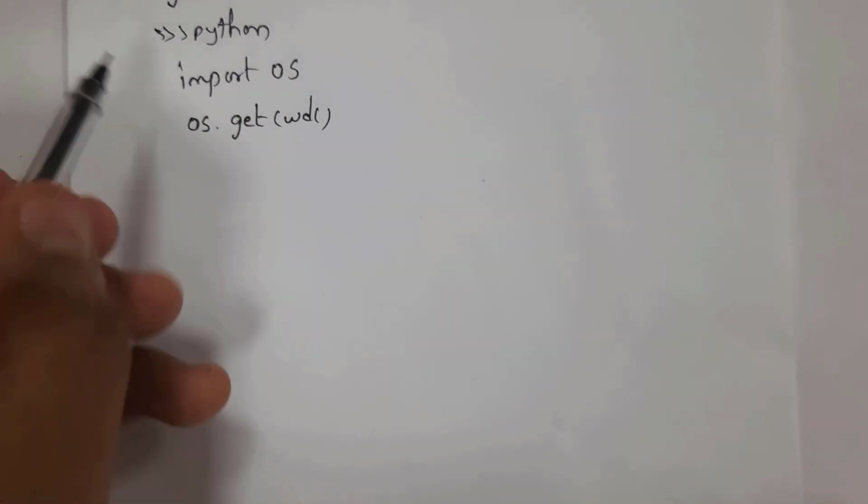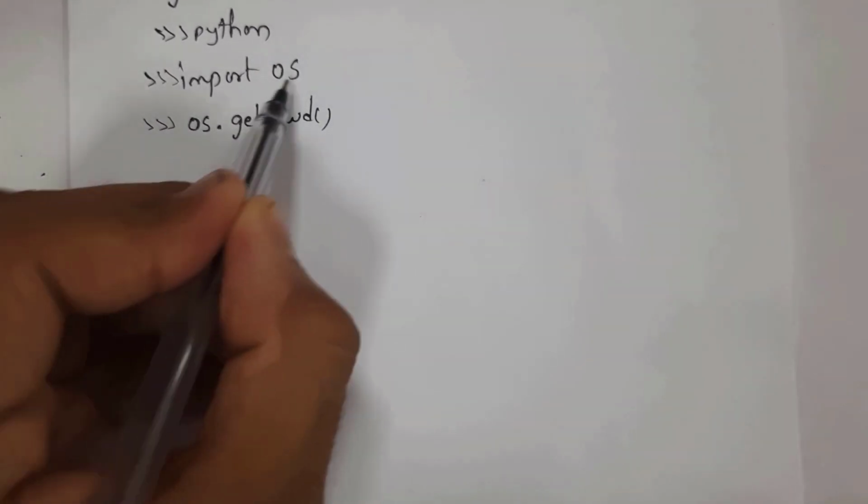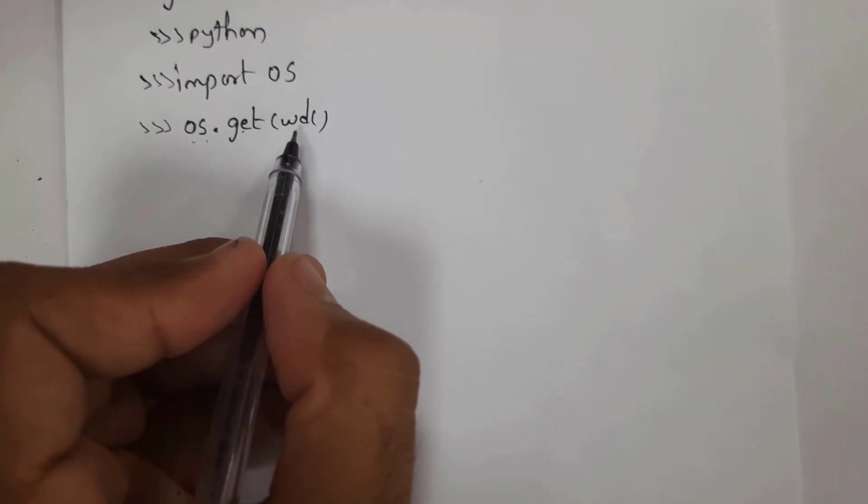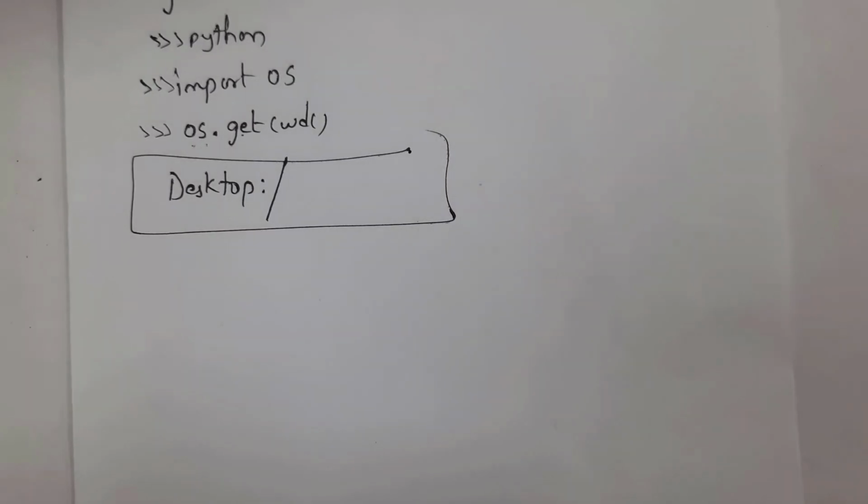I opened command prompt in the desktop location and I opened Python. Now inside this I am writing import os, and next I write os dot, where this os is the module name, dot, and I write the getcwd function, that is nothing but get current working directory. So it will display the location, that is desktop. So your file will be saved in the desktop location.